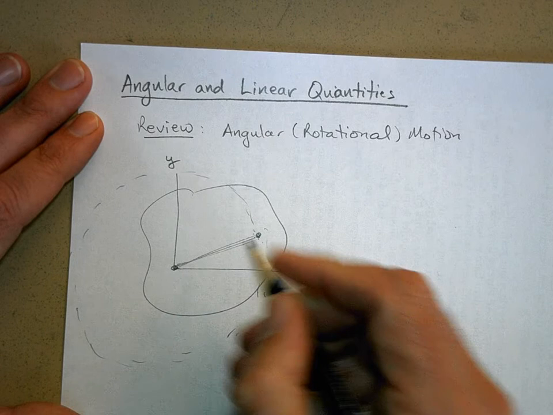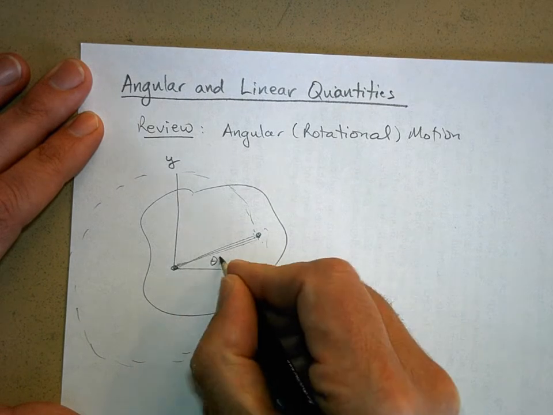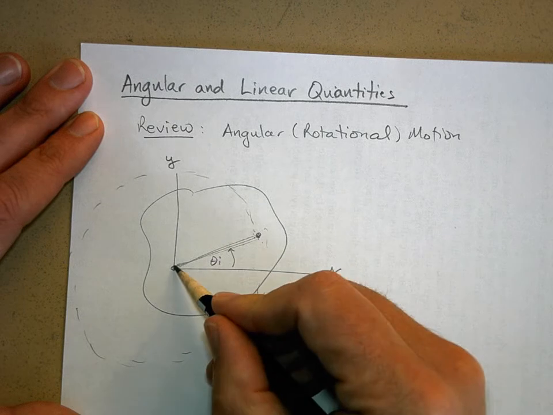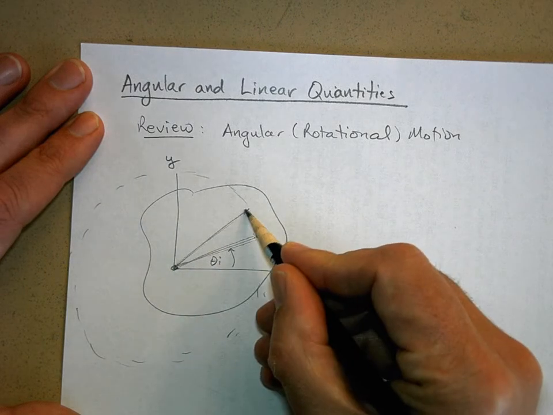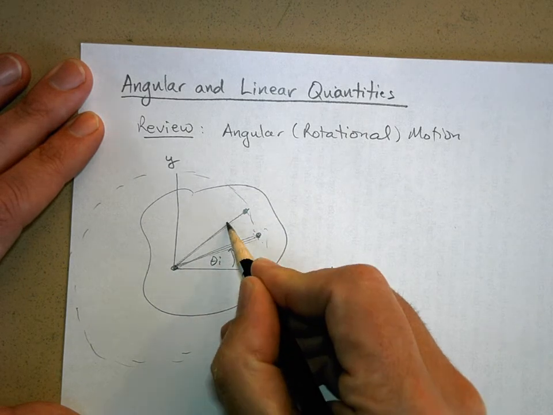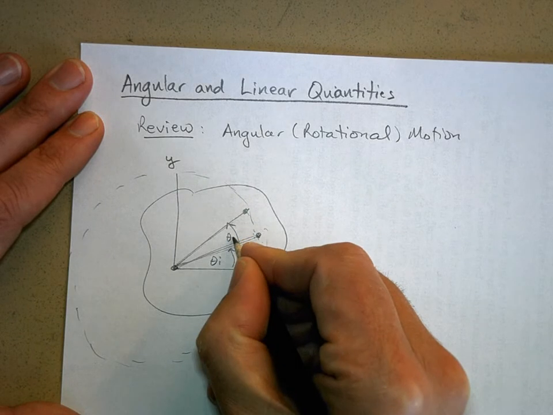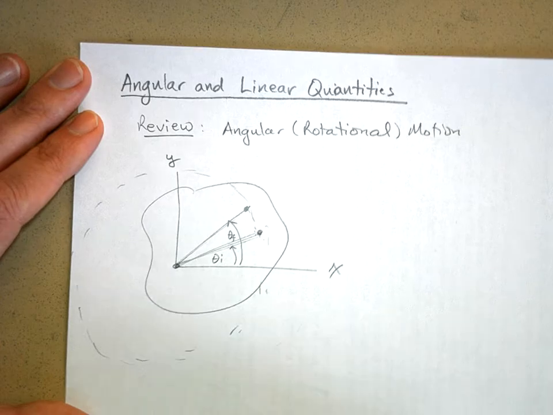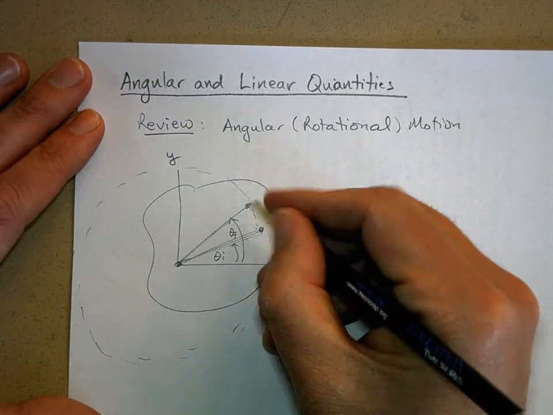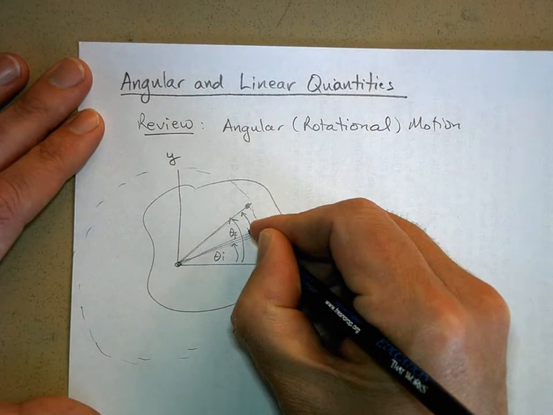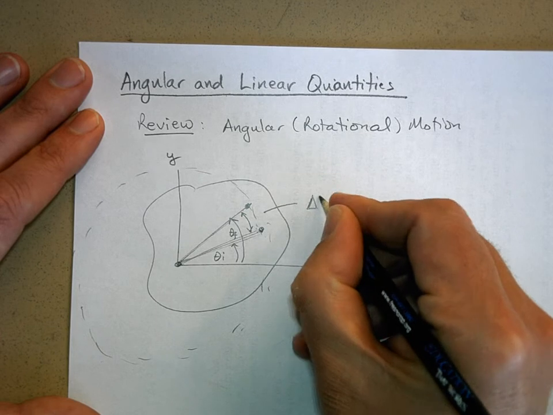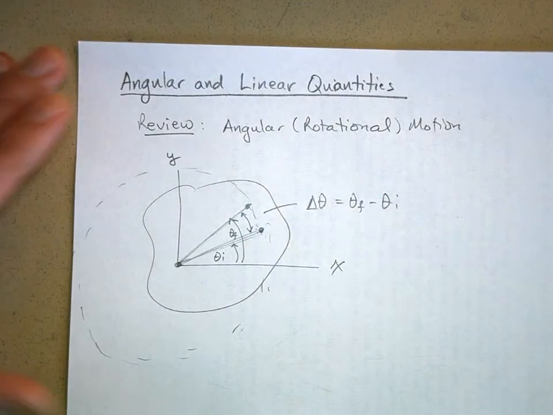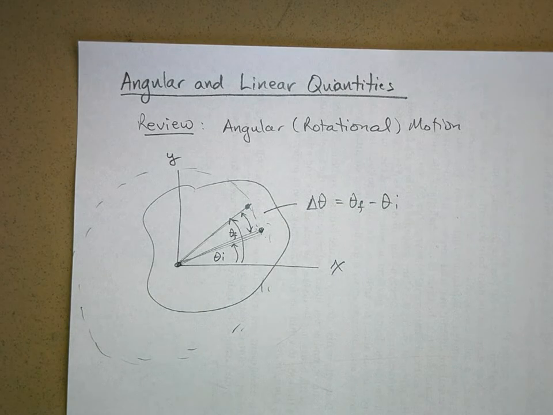So what we did is we said this was my initial angular position of this location in space. And if later on, here's my final angle, theta final. So it rotated from here over to here. So this would be delta theta, which is theta final minus theta initial. And we call that angular displacement.